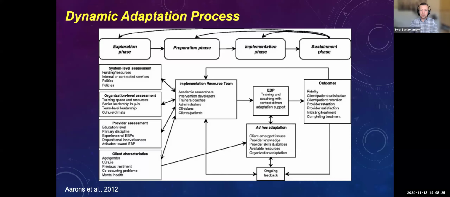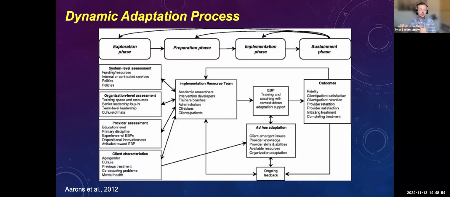So things can come out such as training, which we know training is an implementation strategy. It is necessary but insufficient to actually get things done. So we can compare with things like coaching or content-driven adaptation. And then we can see how well did that work. So we tailor our strategy, we implement our strategy, we measure that strategy when it comes to our implementation outcomes, such as fidelity, client satisfaction, provider retention, in this instance, completing treatment.